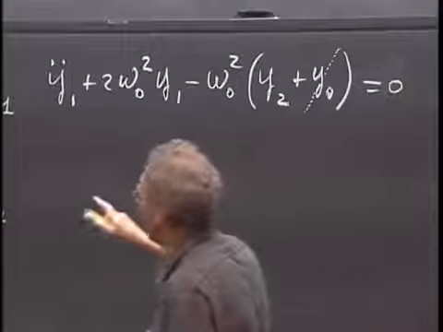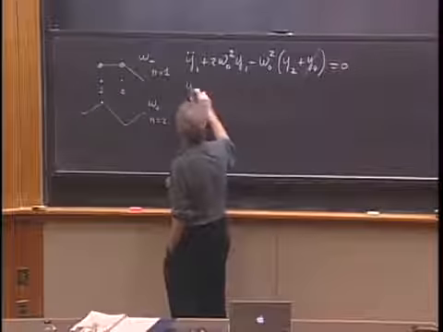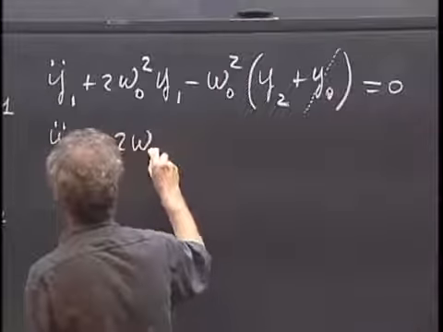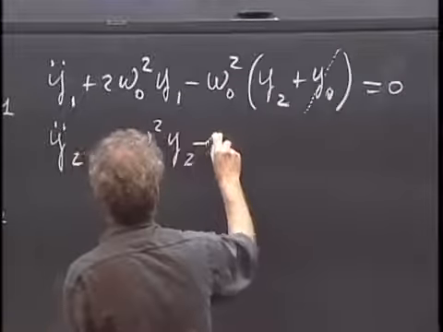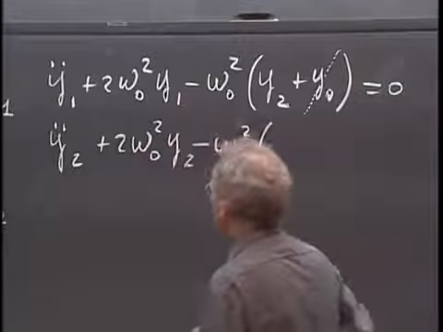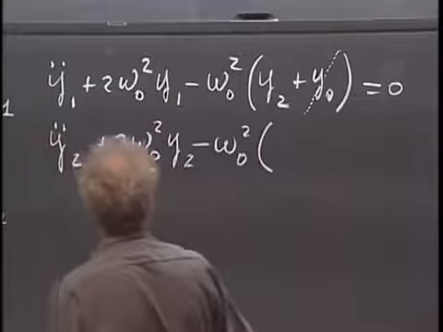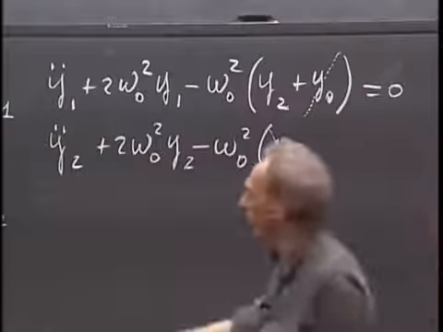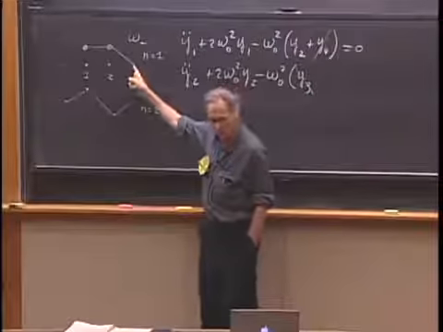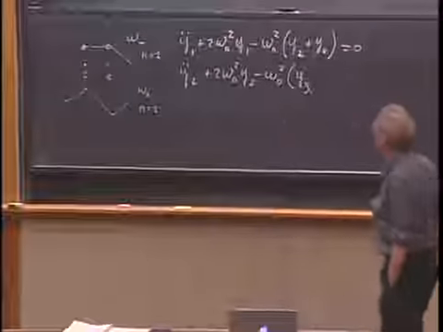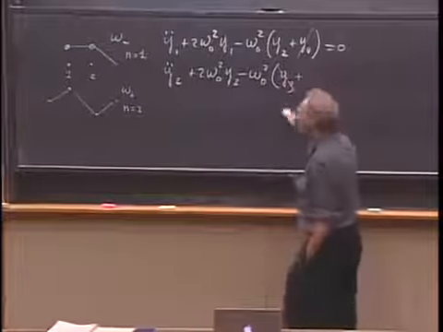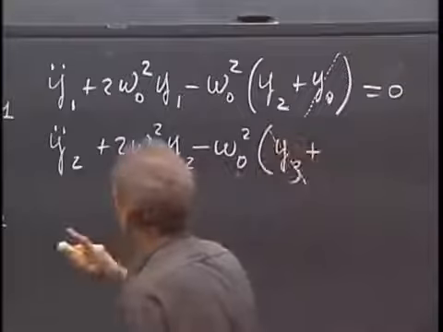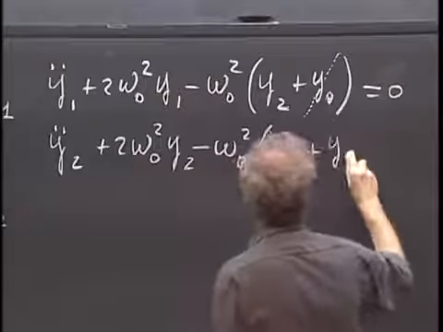Now we go to the second particle, and so we get y2 double dot plus 2 omega 0 squared y2 minus omega 0 squared. And now we get first p plus 1, which is number 3, which is y3, which happens to be 0, because y3 is this point, and that's 0, in this specific case, with only 2 objects. And then we get here plus y p minus 1, and that is, by p plus 1 we have 2, that is y1. And that is 0.